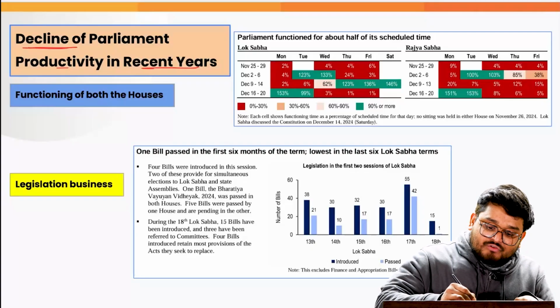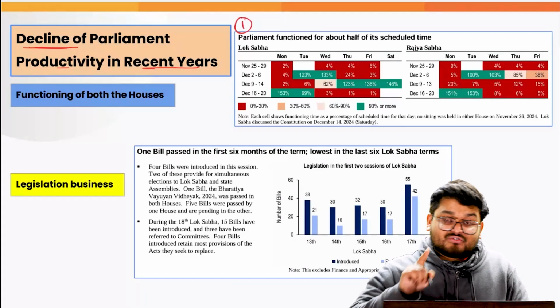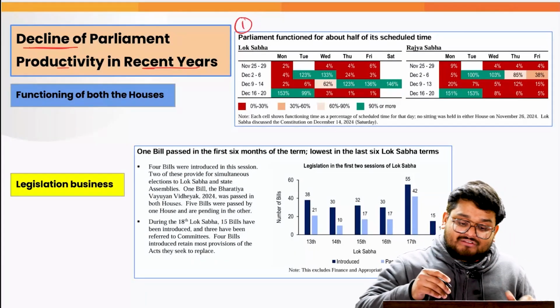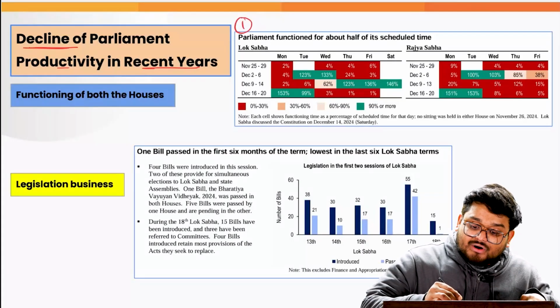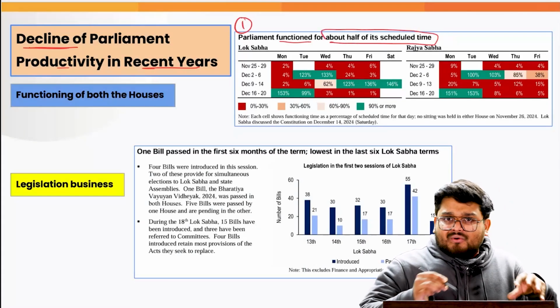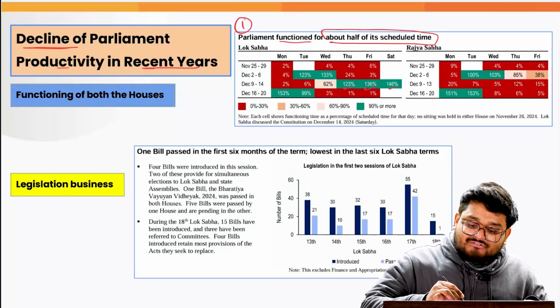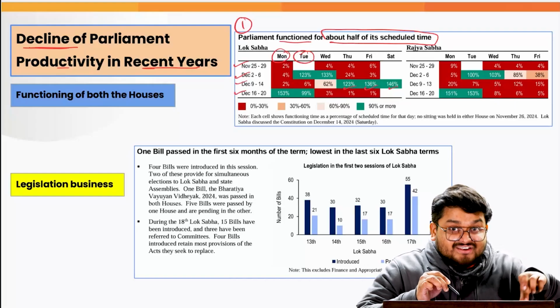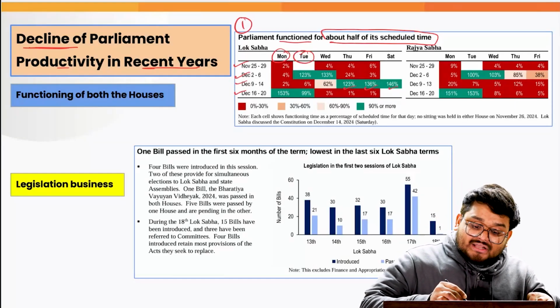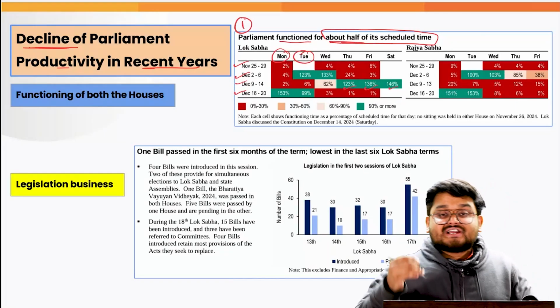Firstly, the very first reason for which we see decline in parliament productivity is that parliament functions for about half of its scheduled time. Now, it is not necessary for all of you to remember the exact percentages, say, on each of the days during the various weeks of the present session, but note it down that parliament functions for half of its scheduled time.